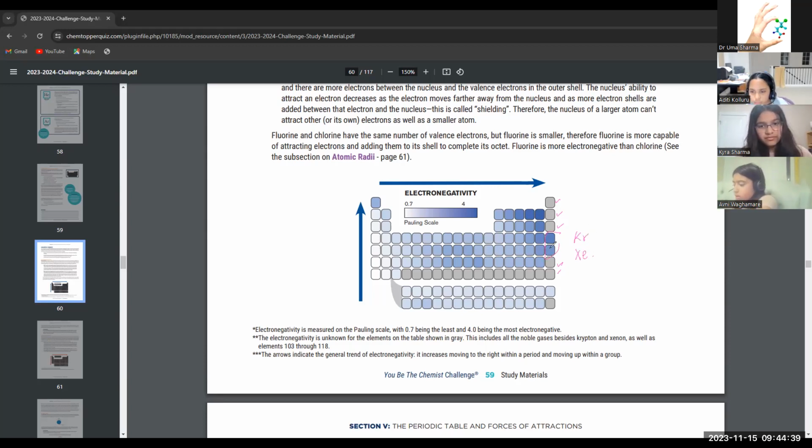So they are talking about krypton and xenon because they are the ones which are polarizable. So maybe that's why they have shown it. But krypton and xenon can make chemical bonds. They are making chemical bonds with oxygen and fluorine. Very rare examples. So let's see what they are writing about noble gases.